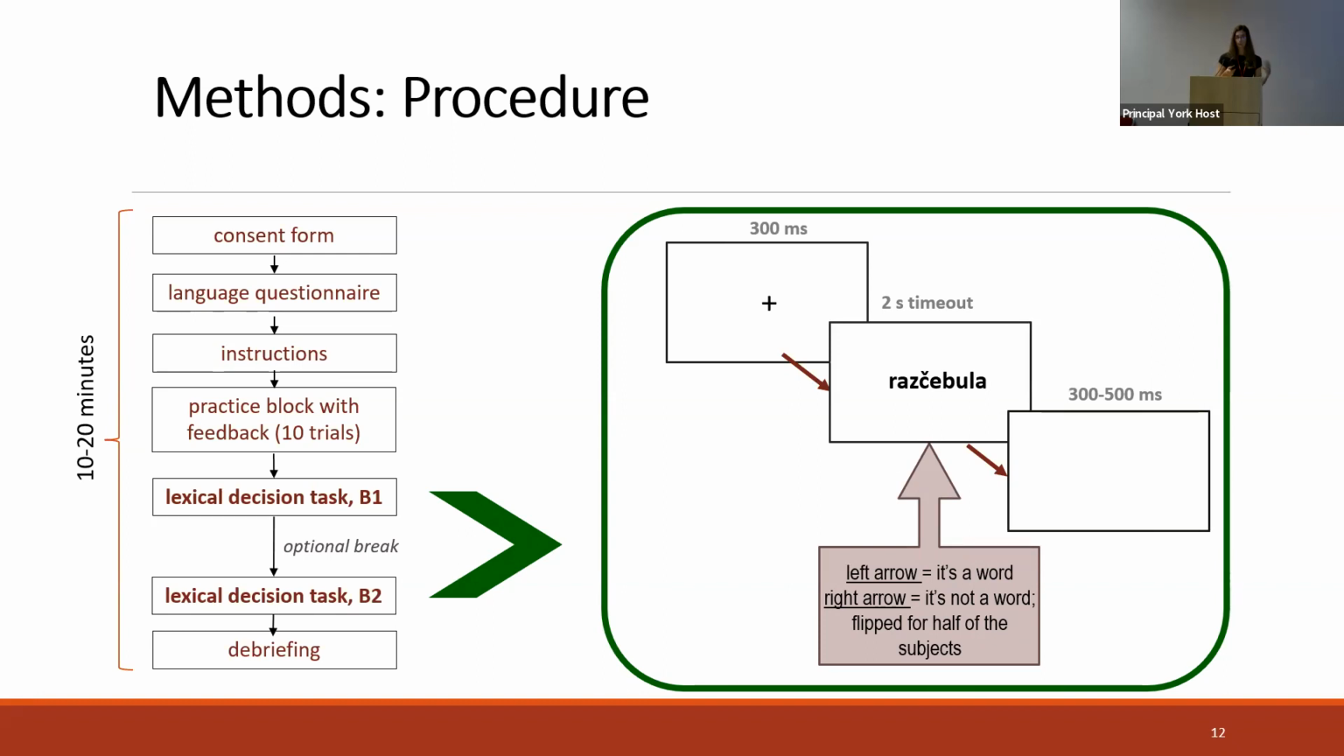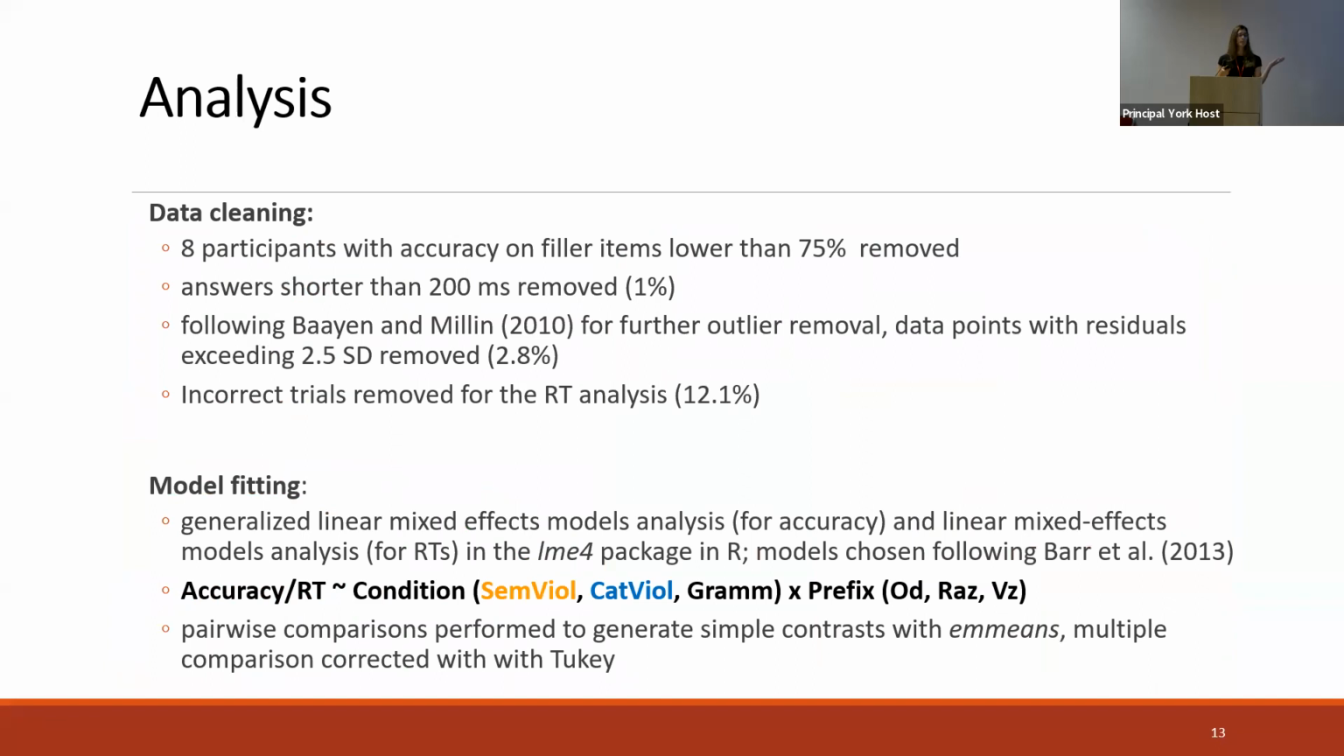That was either a pseudo word or a word. It was randomized, of course, and the participants had 2 seconds to respond and to say whether the string that they see is an existing word of Slovenian or not, pressing the left or right arrow, which was also counterbalanced for half of the participants. And then there was a blank screen that was randomized. Before doing the analysis, we did some data cleaning to get rid of participants that had really low accuracy on filler items, got rid of some outliers and really short answers, and then fitted 2 separate models, one for accuracy and one for RTs, which was done only on the correct trials.